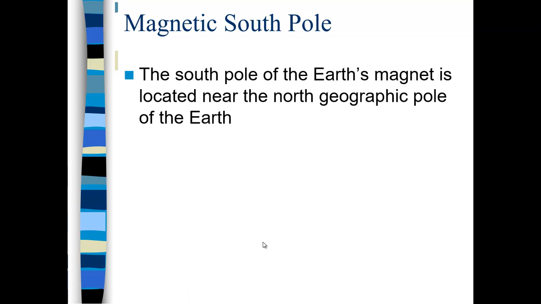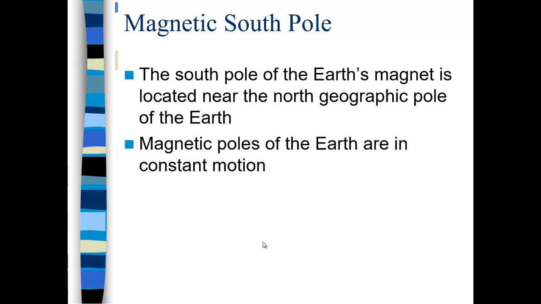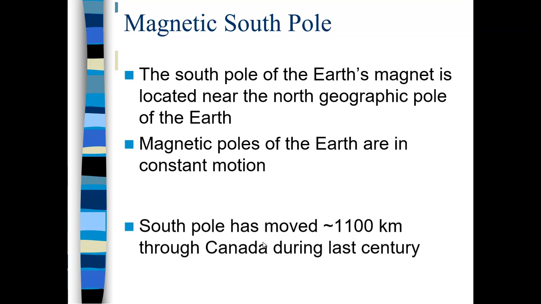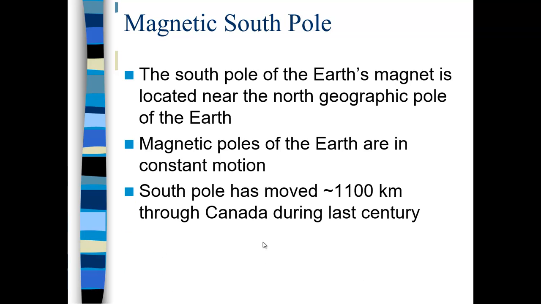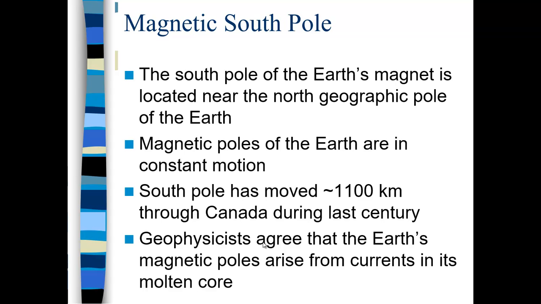Okay, the south pole of the Earth's magnet, which we actually call the north magnetic pole for maximum confusion, is located near the north geographic pole of the Earth, and it does shift. The magnetic poles in the Earth are in constant motion. They have to do with molten iron in the core of the Earth. And the pole has moved over 500 miles, 1,100 kilometers, through Canada through the last century. And again, geophysicists believe that this is due to currents of molten iron in the core.